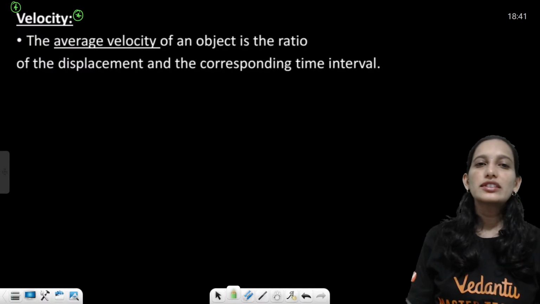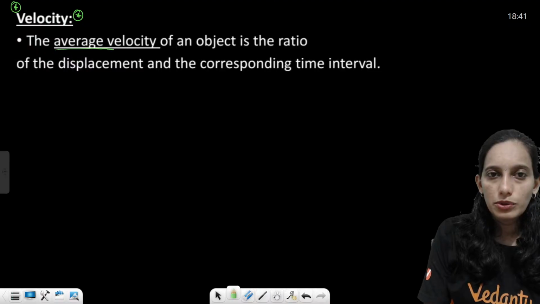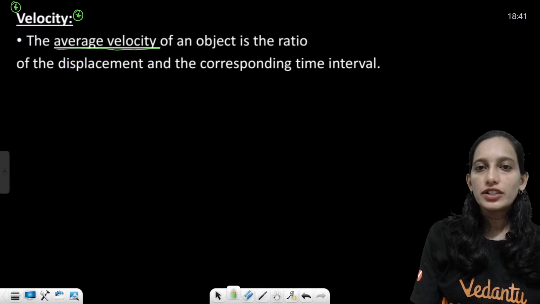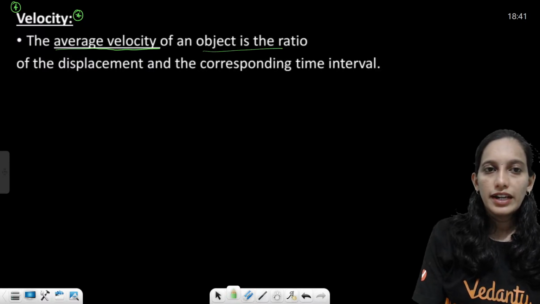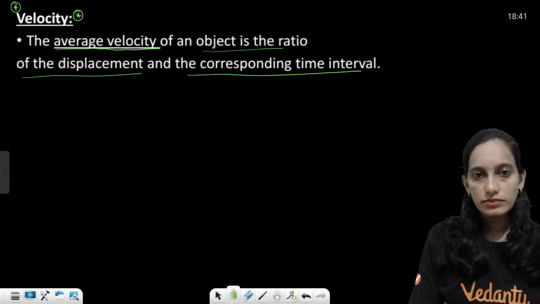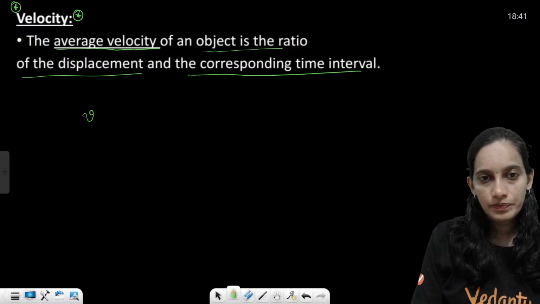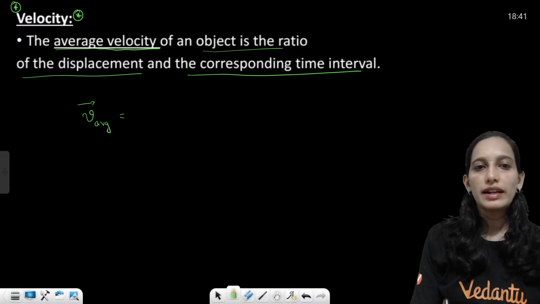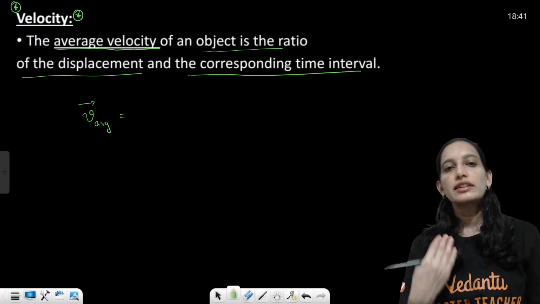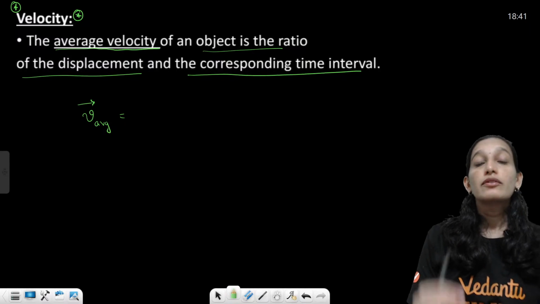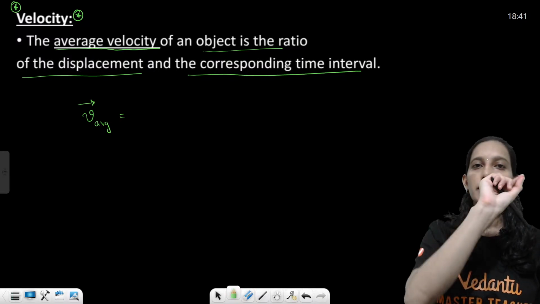In velocity, we can define two types of velocity. One is average velocity. The average velocity of an object is the ratio of the displacement to the corresponding time interval. So how can we define average velocity? Let me say V average. It's a vector quantity. I think you know the notation. We should put an arrow on that just to keep that habit. I'm just using the notation here itself. On top of the variable you have to put an arrow.